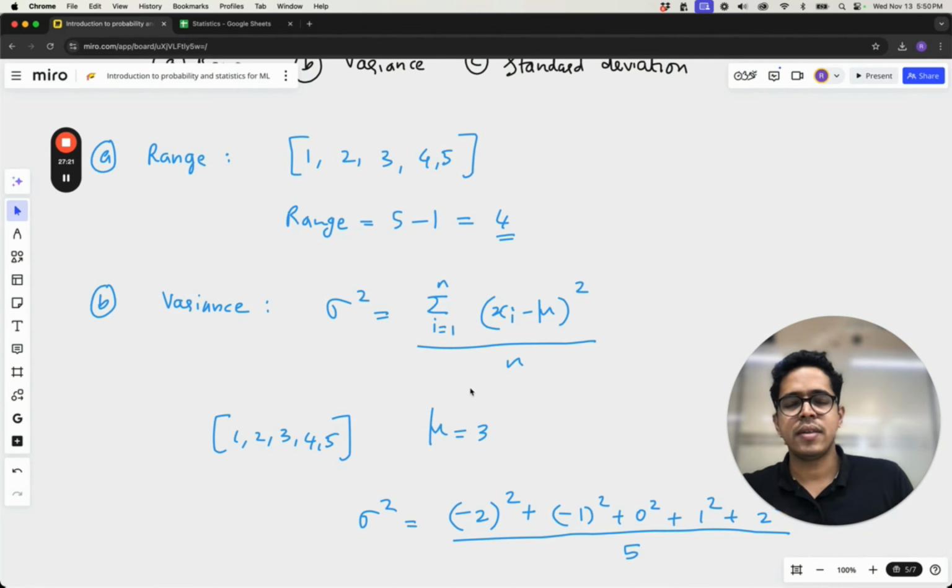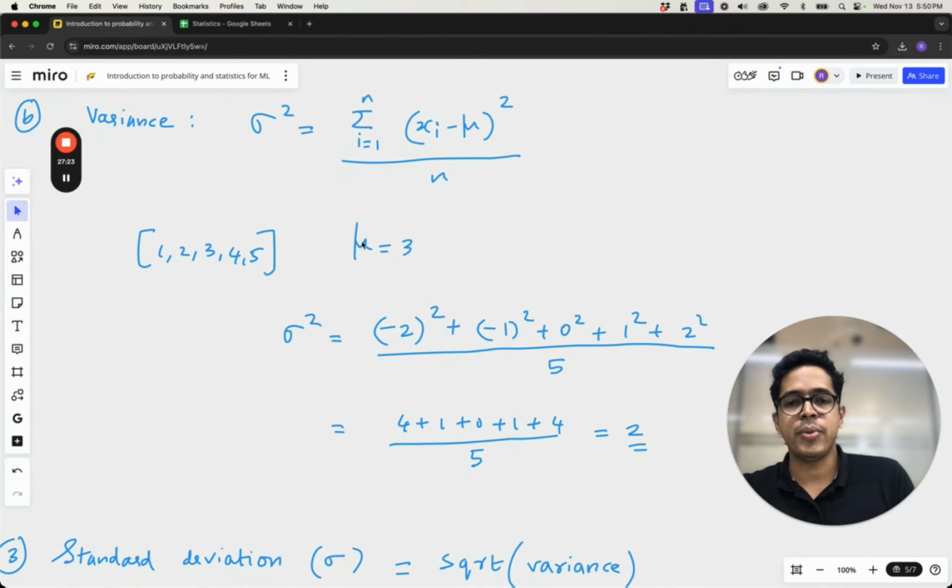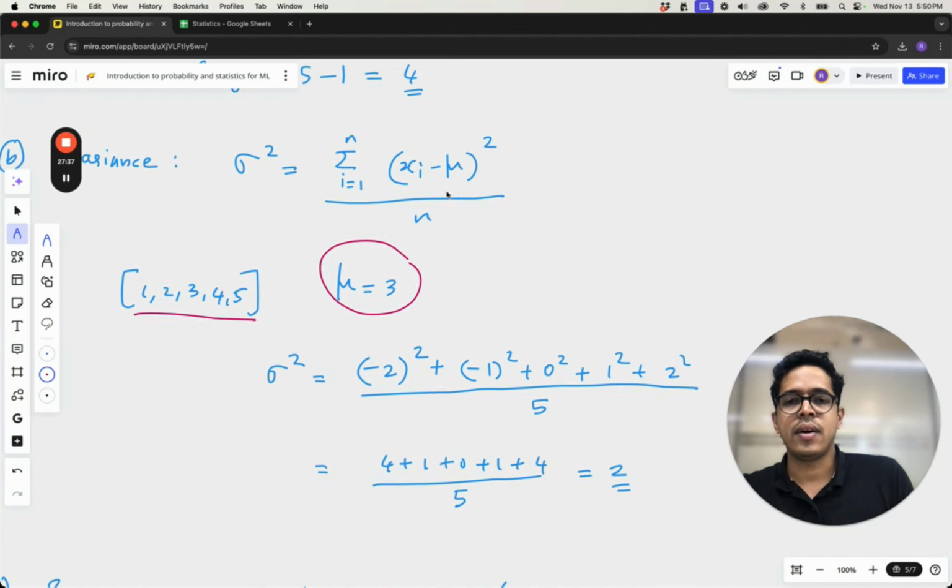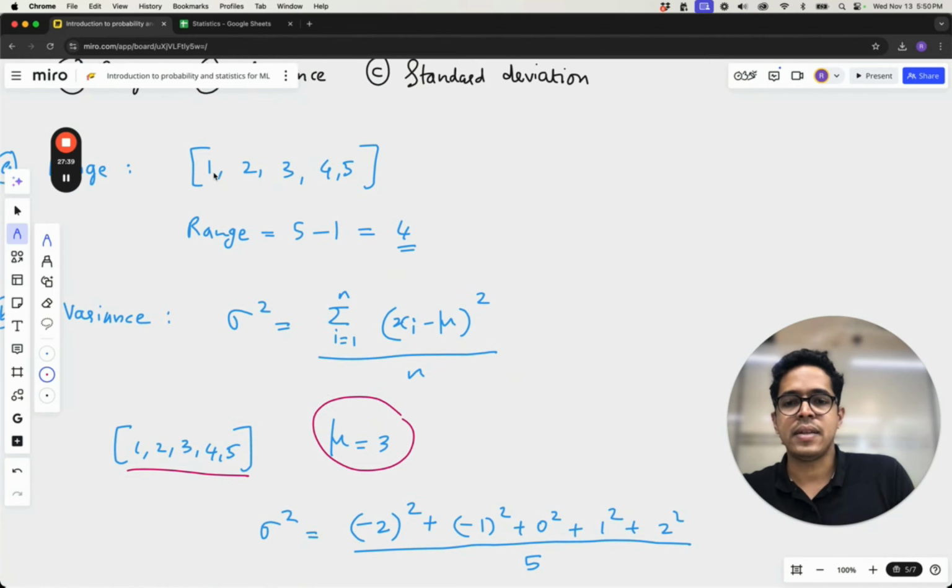So what is the value here? Sigma square we can calculate. Mu is 3 because the average of these numbers is 3. You can easily calculate it, or you can simply see that 5 plus 1 is 6, 2 plus 4 is 6, so 6 plus 6 is 12, 12 plus 3 is 15, divided by 5 is 3. So mean is 3. So you do xi minus mu: 1 minus 3 the whole square, 2 minus 3 the whole square, 3 minus 3 the whole square, 4 minus 3 the whole square, 5 minus 3 the whole square.